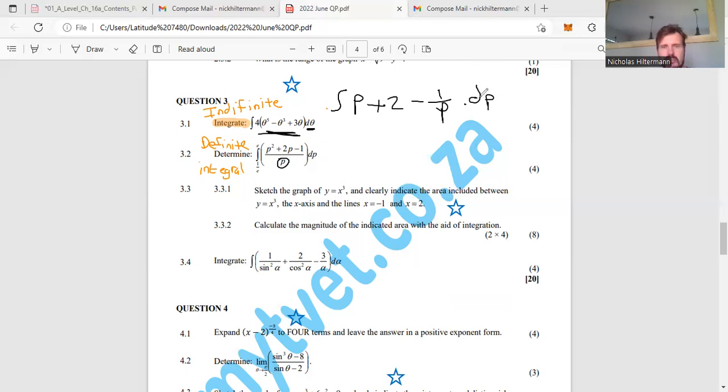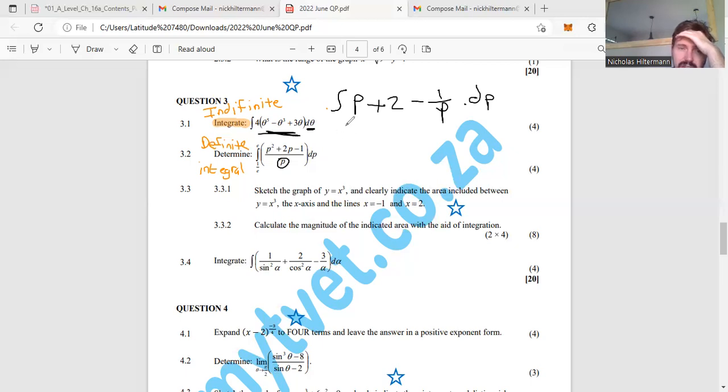dp is the change in p. Probably shouldn't go into that, but that just means change in p, and that's when you find the area, because change is the derivative, and so when you're finding the area, you're finding the derivative of the change.